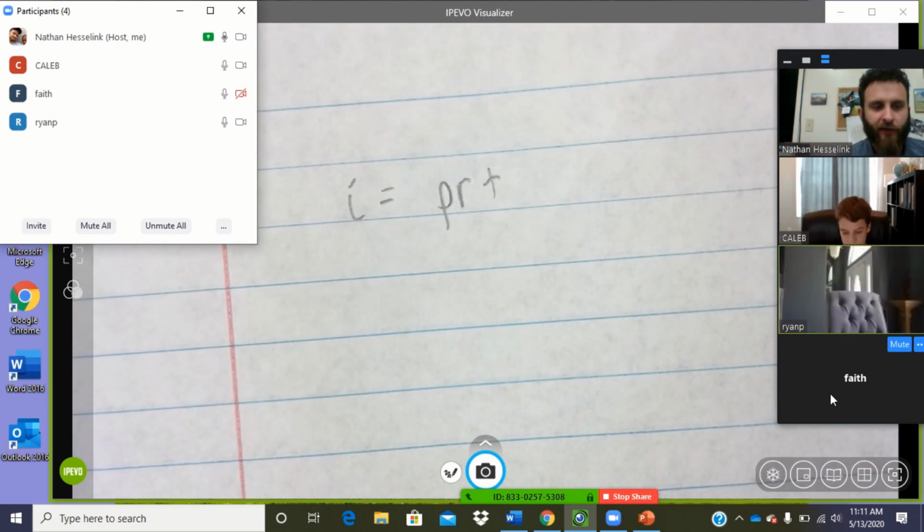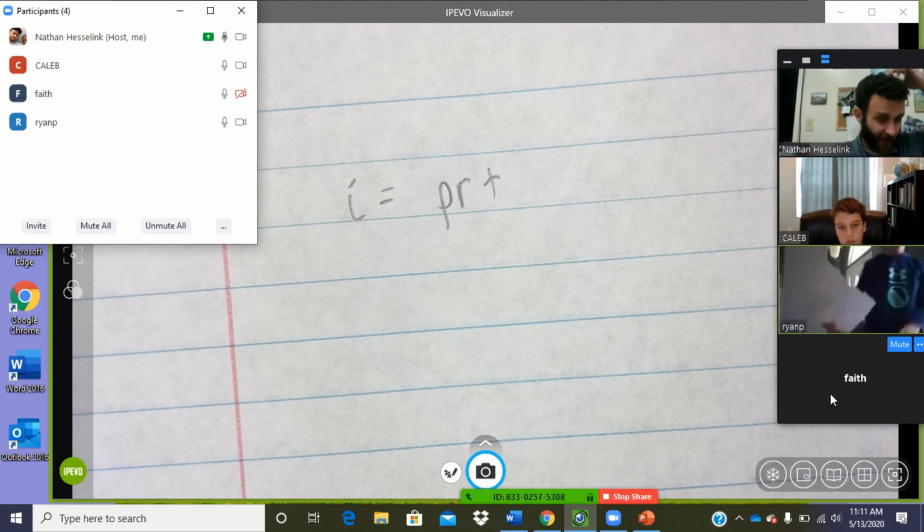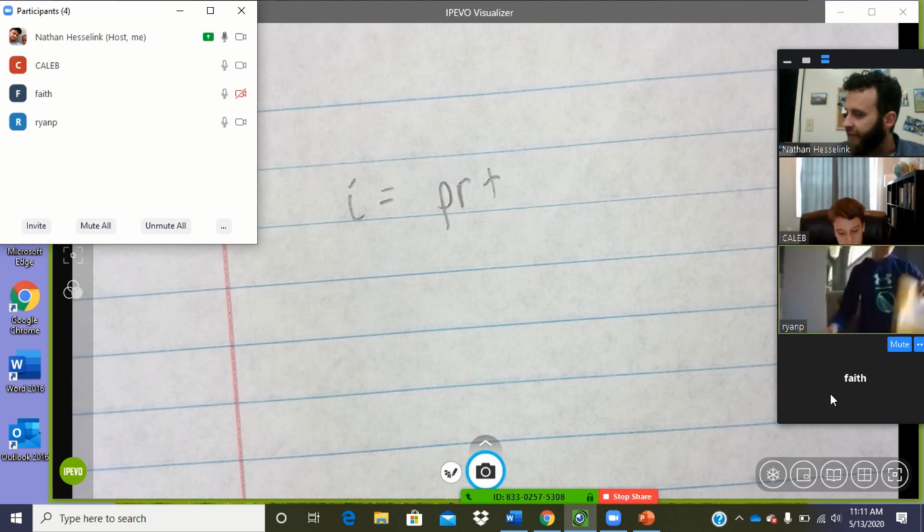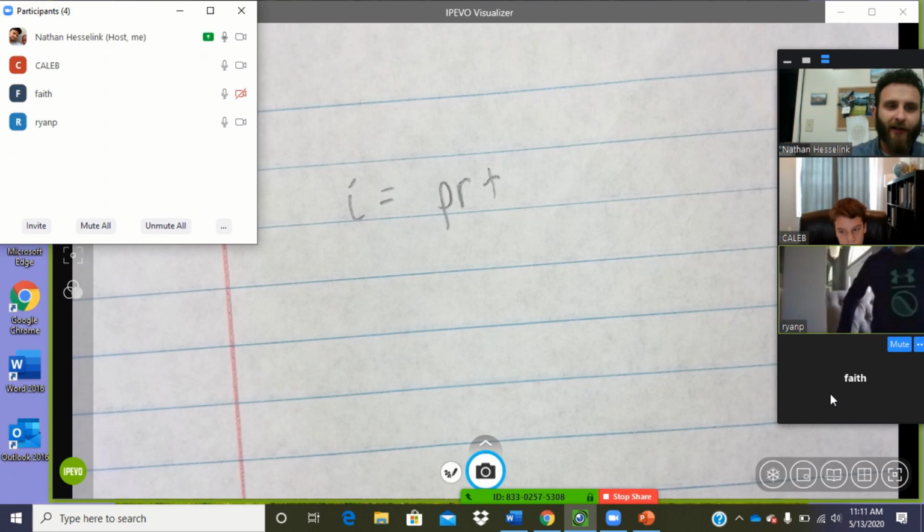Interest equals principal times rate times time. That's a fancy way of saying the money I make on my money is equal to how much money I have times how much I'm getting back, which is the rate, times how much time I'm going to give my money away to make interest. So that's a much more simple way of understanding it. On page 287, all you need to do is plug in the numbers.